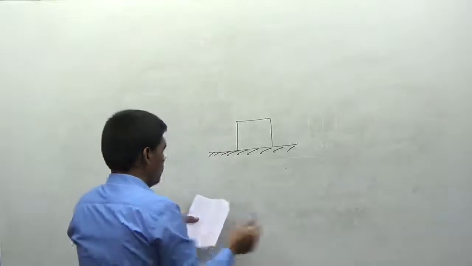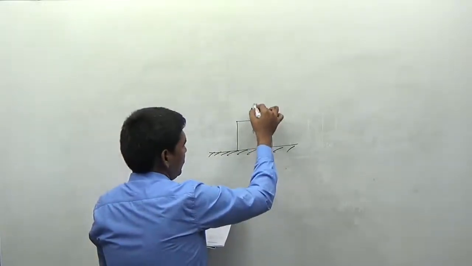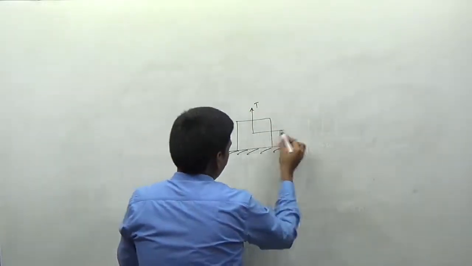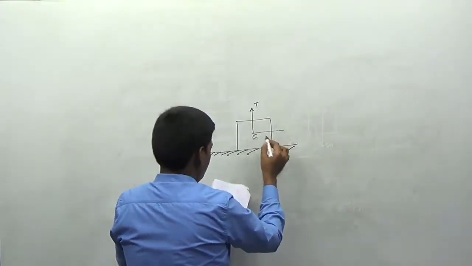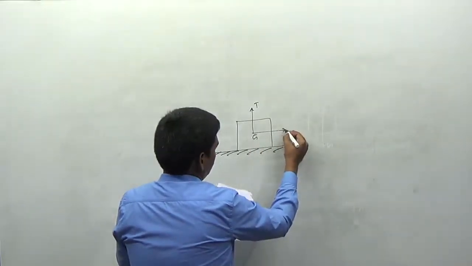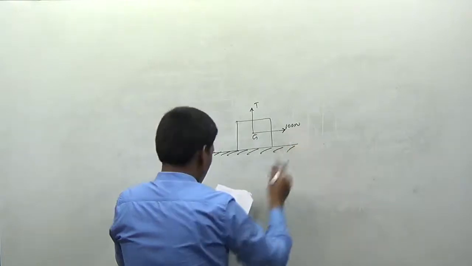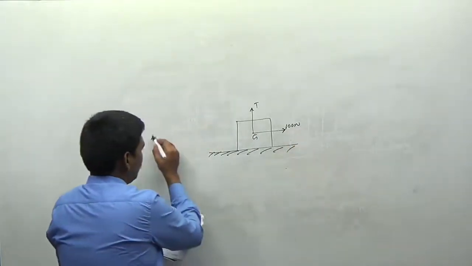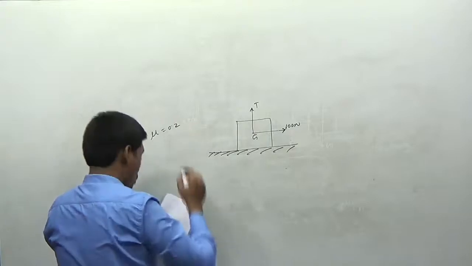This is the block here. It is connected with the help of a tension string, and the center of gravity is G. This is the 100 newtons we are applying here. The coefficient of friction of the contact surface is equal to 0.2, it is given.